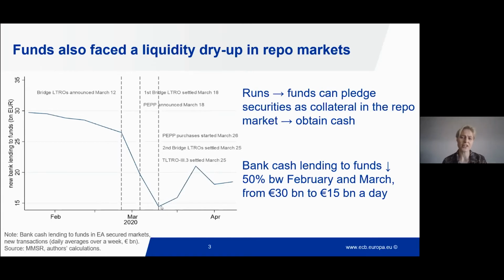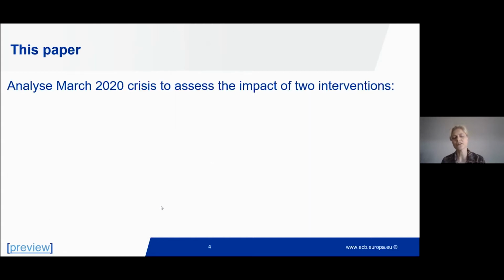So if funds tried to get cash in the repo market, they also had more trouble getting it over that period. What are we going to do in this paper? We are going to use this March 2020 episode as a laboratory to assess the impact of two central bank interventions and how they fared in terms of helping this liquidity crisis in the mutual fund sector.